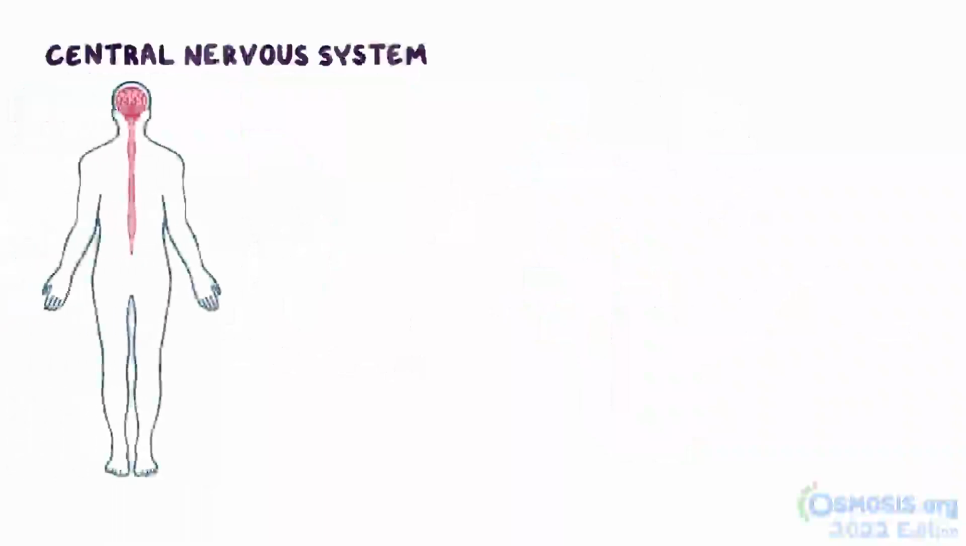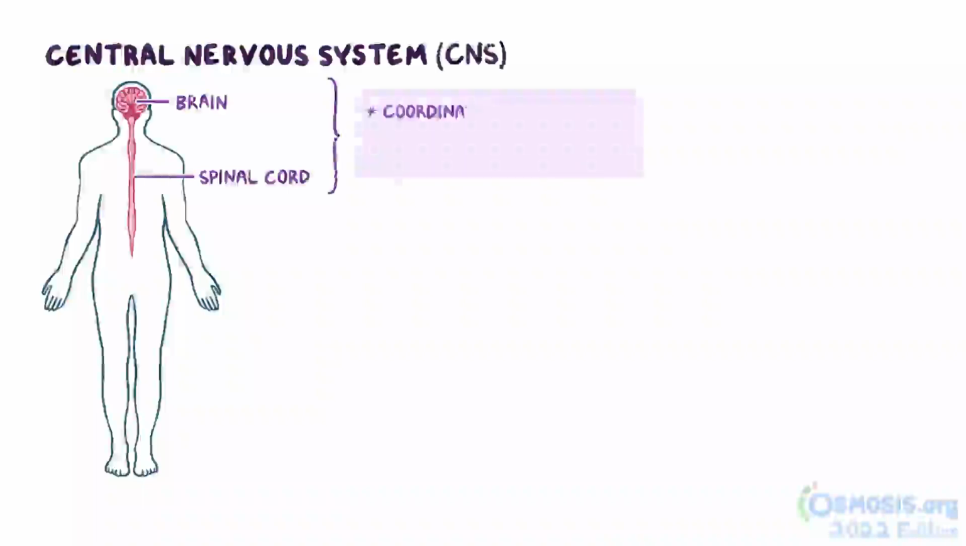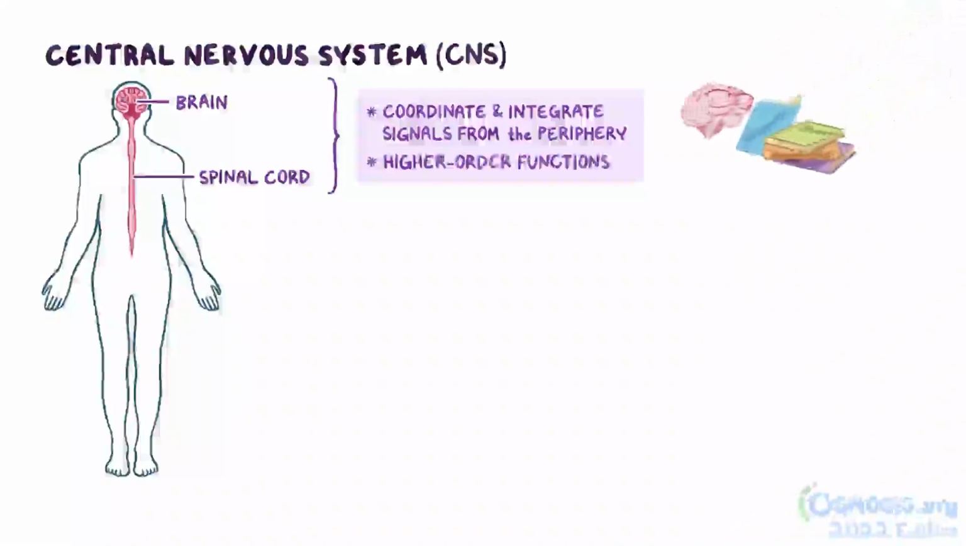All right, now let's switch gears and discuss the central nervous system, which consists of the brain and spinal cord. The main role of the CNS is to coordinate and integrate neuronal signals from the periphery, as well as perform higher-order functions like learning. Now, there is important terminology used when discussing different parts of the CNS. Let's start with talking about gray and white matter.